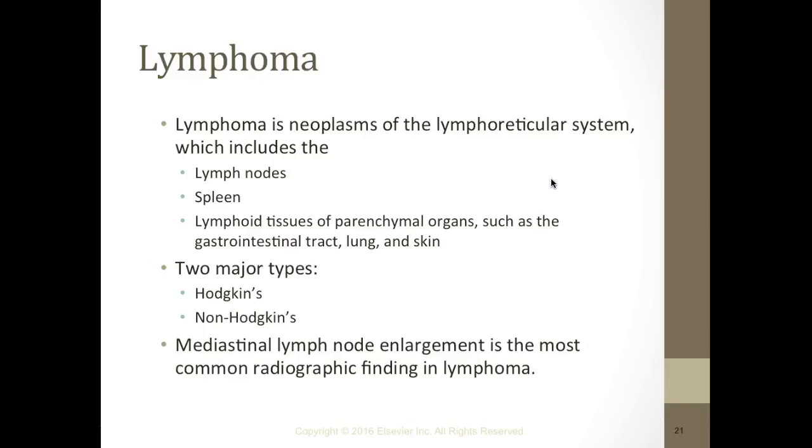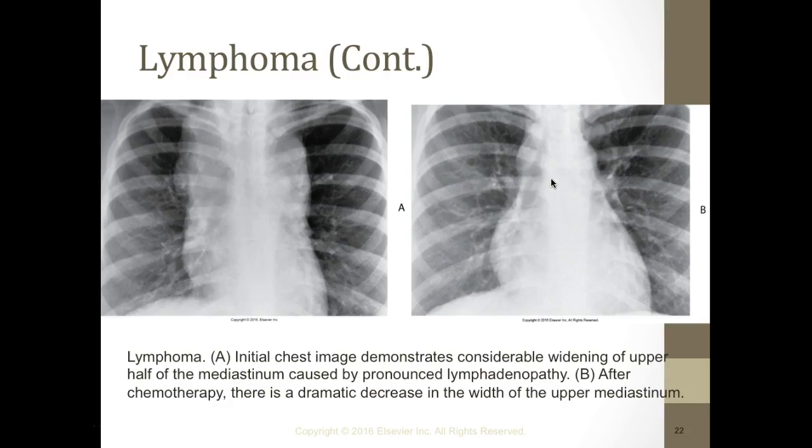Lymphoma is a neoplasm of the lymphoreticular system, which is your lymph nodes, your spleen, your lymphoid tissue, and parenchymal organs such as the GI tract, lung, and skin. There are two major types: Hodgkin's and non-Hodgkin's. This is where the mediastinal nodes get enlarged, which is the most common finding we have for lymphoma. So this is very common.